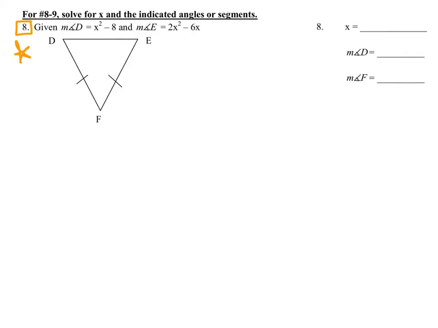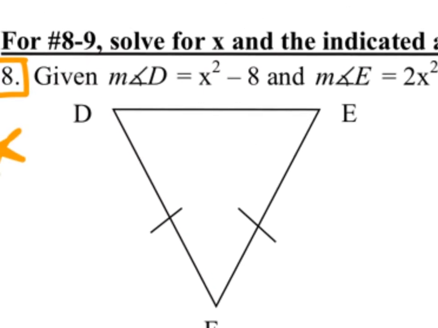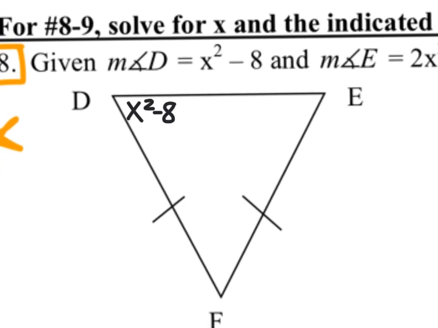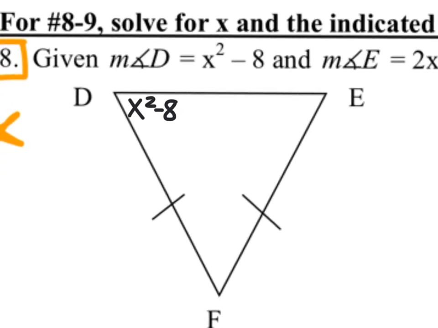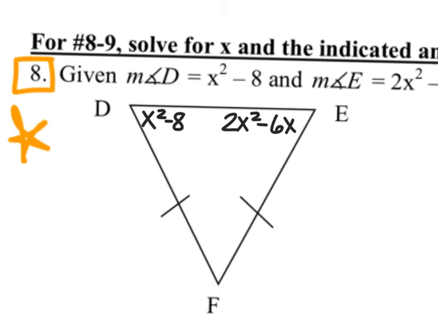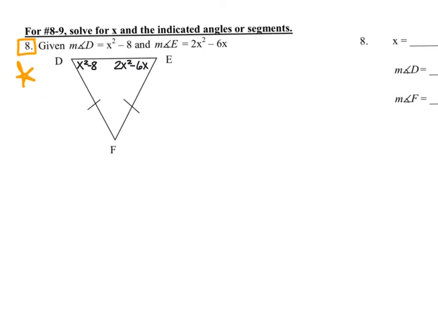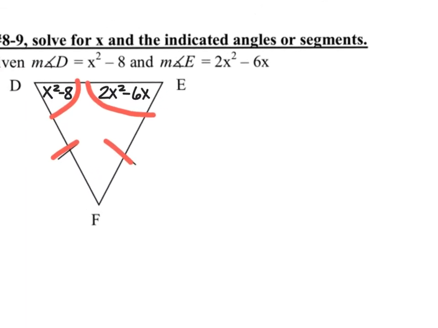Okay, so the next one, something's marked on the picture for us, which is going to be really important. Here it says, and let's label this, angle D is x squared minus 8. And angle E is 2x squared minus 6x. I see x squareds, which means factoring. So much fun. Okay, now that's all it gives me, guys, but look at your picture. It gives you that the sides are congruent, and as we learned today, if the sides are congruent, then the base angles are congruent, which means I, again, can set things equal. So let's go for that.